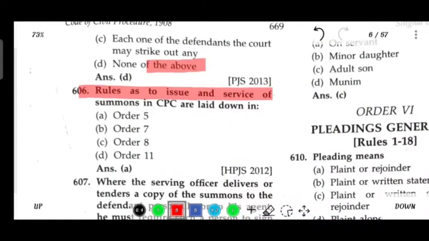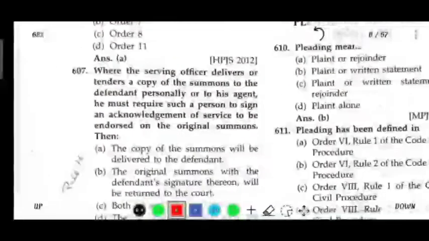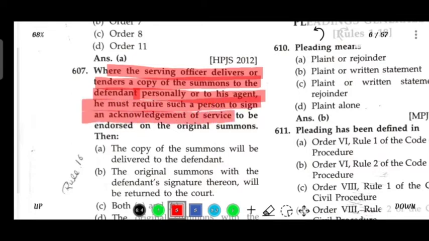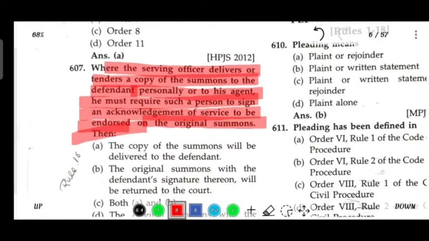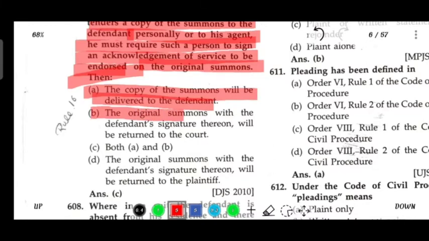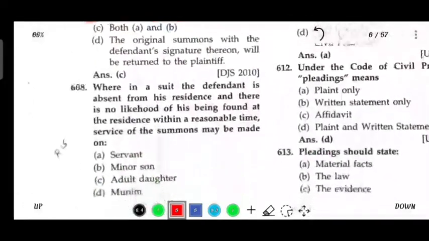The rule as to issue and service of summons in the CPC is laid down in Order 5. Where the serving officer delivers or tenders a copy of the summons to the defendant personally or his agent, he must require such a person to sign an acknowledgement of the service endorsed on the original summons. Then the copy of the summons will be delivered to the defendant. The original summons with the defendant's signature thereon will be returned to the court.